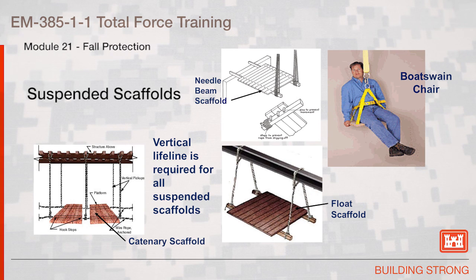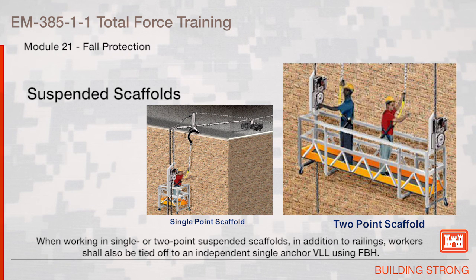This slide shows several different types of suspended scaffolds. A catenary scaffold, a bosun's chair, needle beam scaffolds, or float scaffolds. A vertical lifeline is required for all suspended scaffolds. When working in single or two-point suspended scaffolds, in addition to railings, workers should also be tied off to an independent single anchor vertical lifeline using a full body harness.